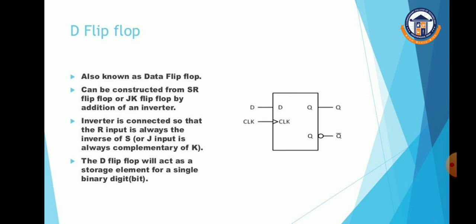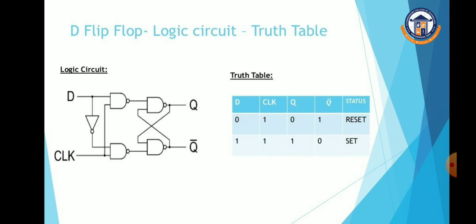And this is the D flip flop. It can be constructed from the JK flip flop by adding an inverter. We just add an inverter in between J and K. The inverter is connected so that the R input is always the inverse of S, or we can say that the J input is always complementary to K. The D flip flop acts as a storage element for a single binary digit. This is the logic diagram and this is the truth table for the D flip flop. Whenever D is equal to 0, it will reset. Whenever D is 1, it will set. So what is the meaning? If you give a 0 to D, you get a 0 at the output Q. If you give a 1 to D, you get a 1 at Q. And Q bar will be the complementary output of whatever Q is.